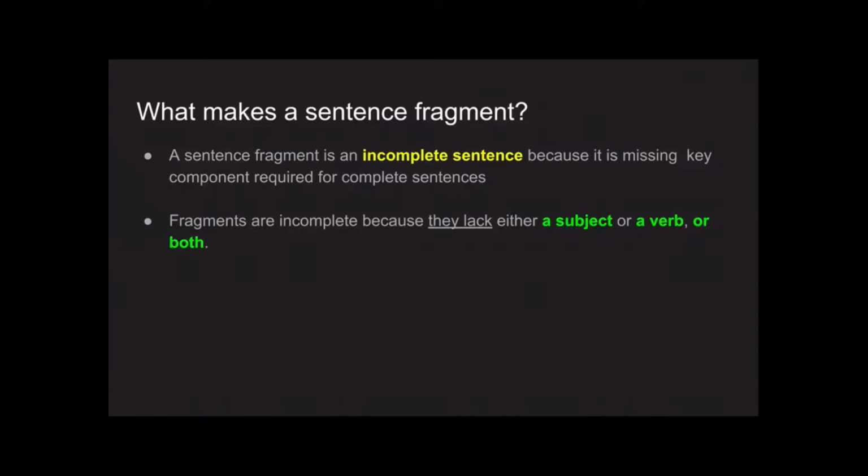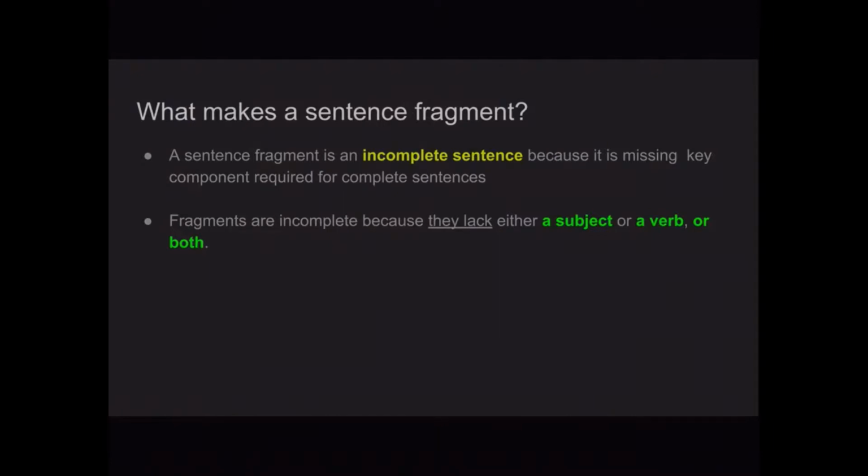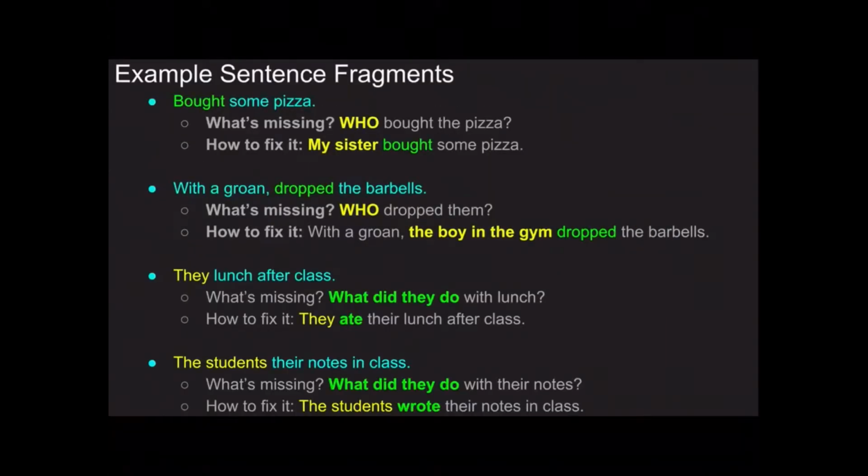So they're lacking at least one or more of those key components to make a complete sentence, one of those 3 things at least. They can be missing all 3 sometimes. So if we're looking at some example sentence fragments, we have this first one that says, bought some pizza.